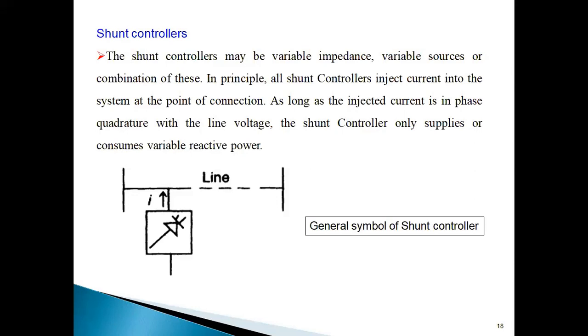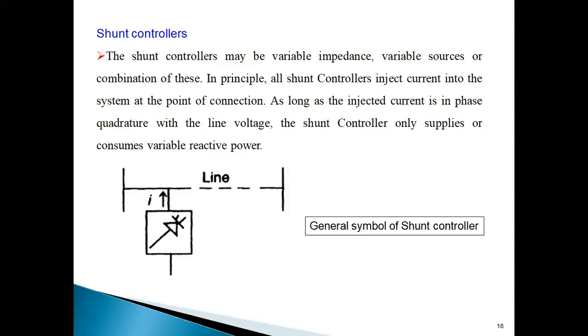It is nothing but V1 V2 by X into sine del. So now, both the voltages are equal. We assume that V1 is equal to V2, that is equal to V. So it becomes V by X into sine del, that is, V square by X into sine del. Now this X is the total transmission line reactance.